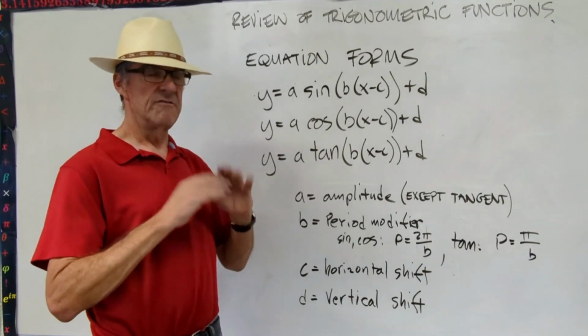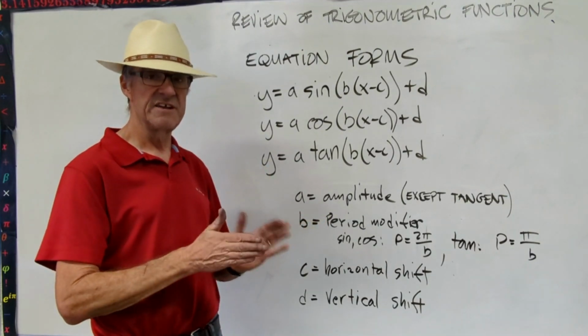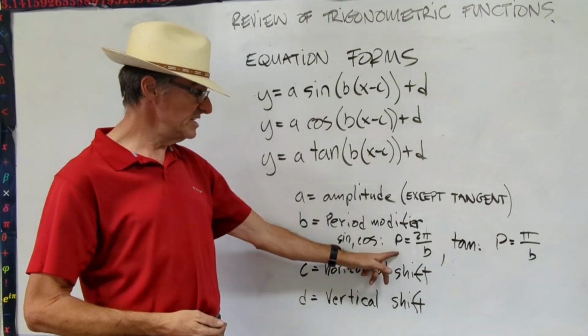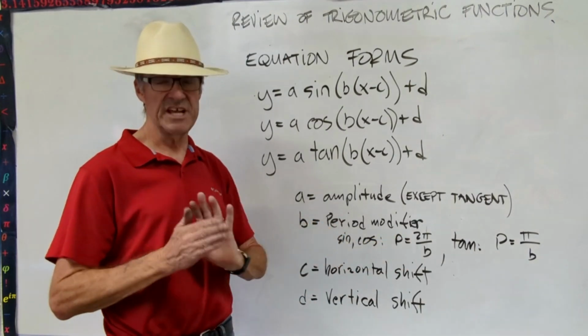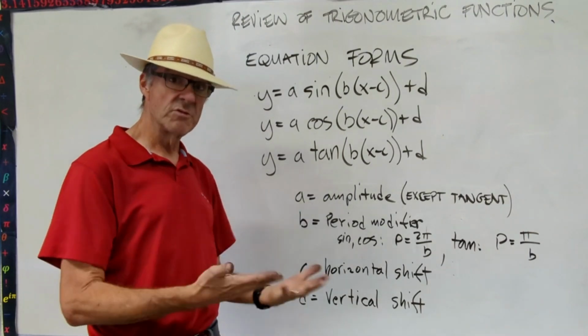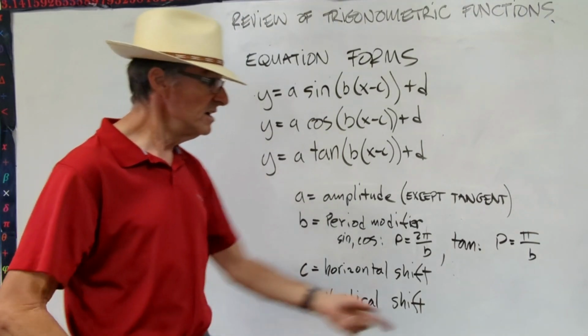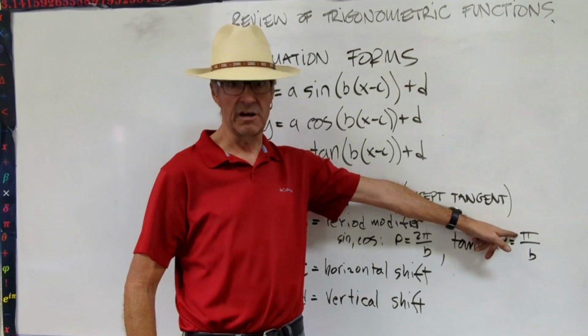The period of the native sine and cosine function is 2 pi, and indeed, the period equation uses 2 pi. For tangent, the period is 180. Remember, that one repeats every 180 degrees, or pi. So that's why pi shows up there.